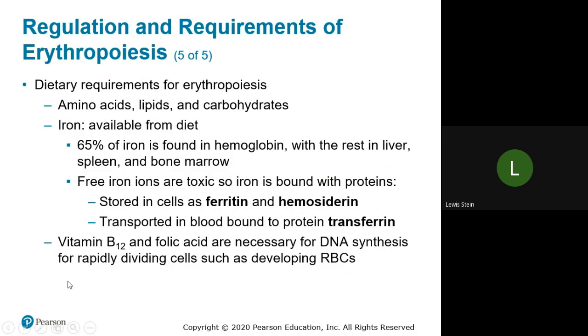On the assembly side, on the maturation side, these two guys, vitamin B12 and folic acid, which is also in the B vitamin category.